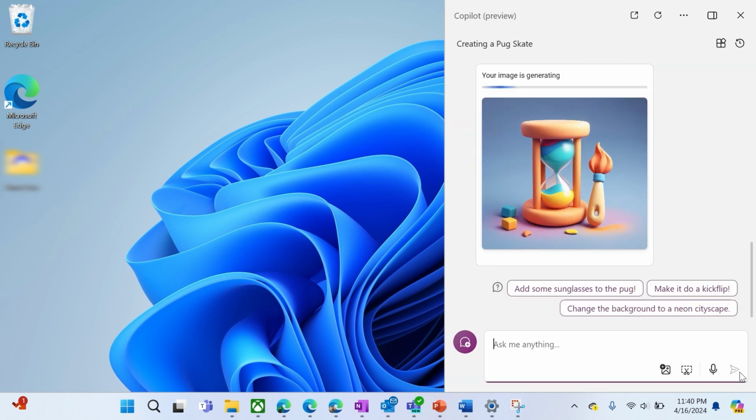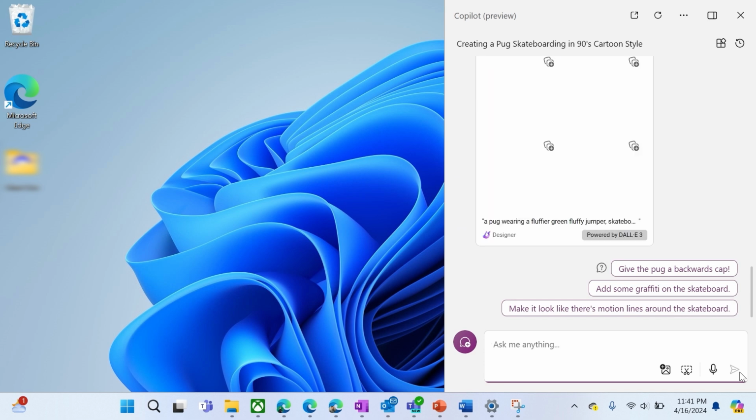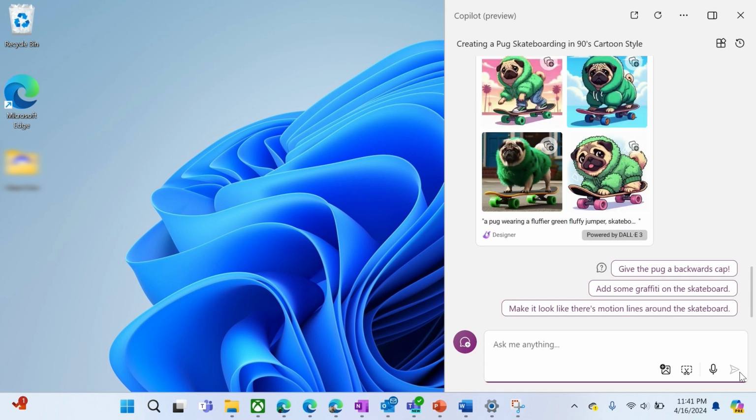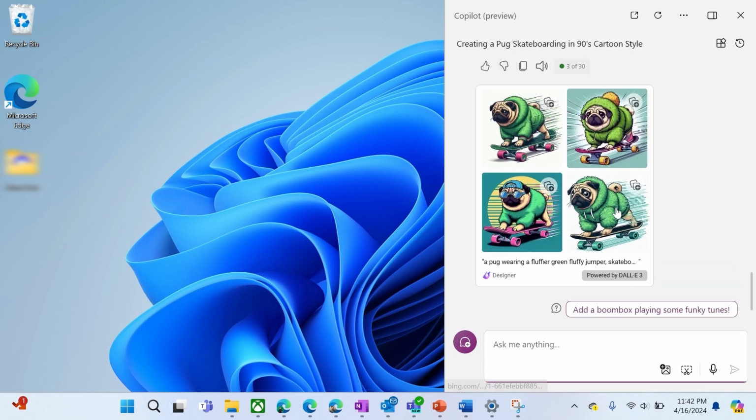And remember, you can refine, refine, refine. Make the jumper fluffier. Make him do a kickflip. Great artists rarely stop at the first draft. Continue refining your prompt until you've got what you need.